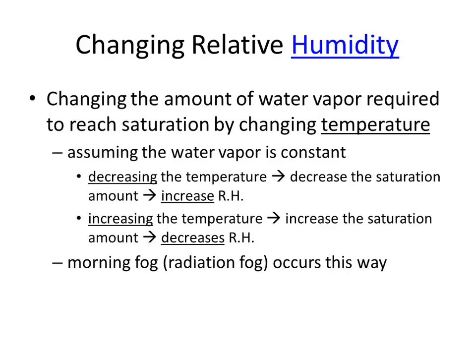Humidity is the amount of water vapor in the air. And we can change the amount of water vapor in the air. Sorry, this is relative humidity. If we want to get closer to 100% relative humidity, we can do one of two things. We can cool it down, or we can add more water vapor.